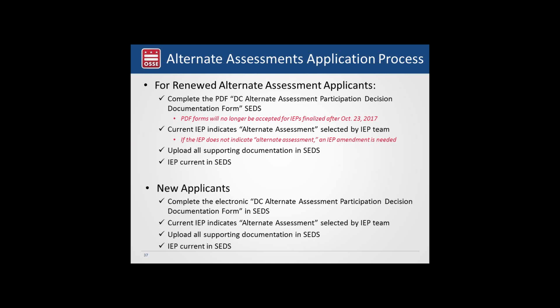So when it comes to IEP amendments, an IEP amendment is not needed unless you're changing the actual status of a student for their participation. If their IEP right now says no, not eligible, but you believe that they are, then you need to do an IEP amendment and do that whole process.